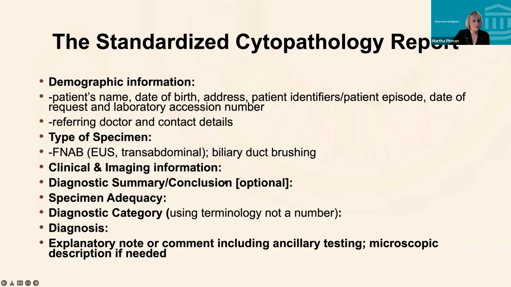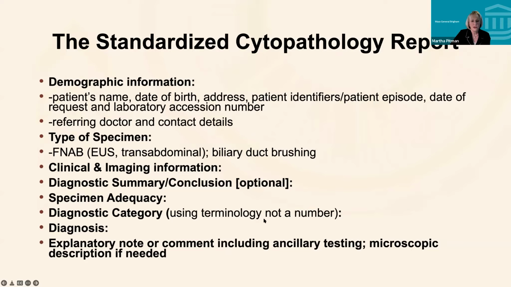You can have a summary if you have multiple parts, say a bile duct brush, an FNA of a cyst, an FNA of a solid component. You can summarize it, that's optional. And also, sometimes optional is your adequacy component. At Mass General, our laboratory information system has a specific specimen adequacy category in every report. So it's either satisfactory or it's limited. It can be limited by scant cellularity. It can be limited by air-dry artifact or obscuring blood. And that often is used to explain why the diagnostic category may be indeterminate, atypical, or suspicious.